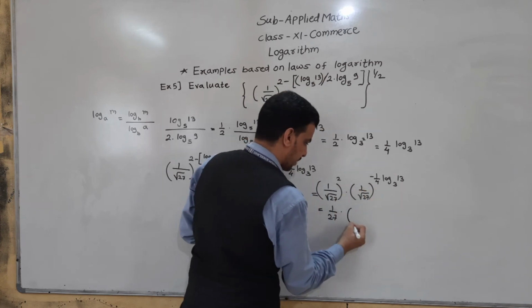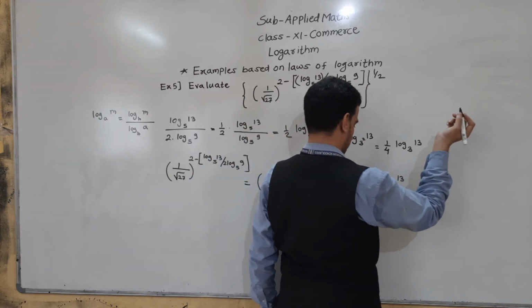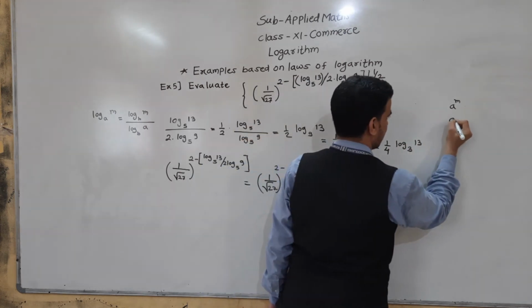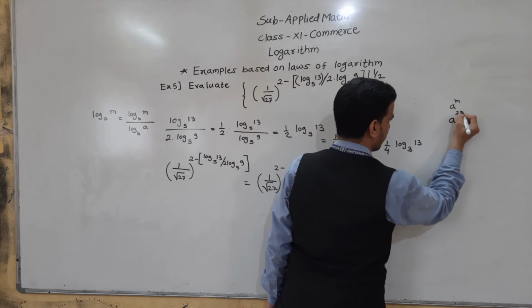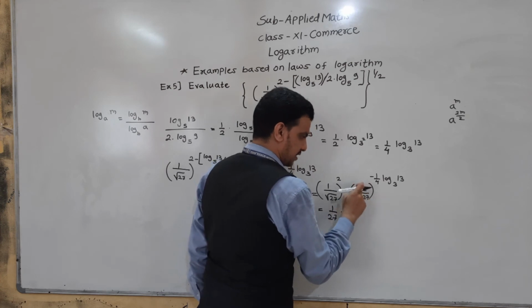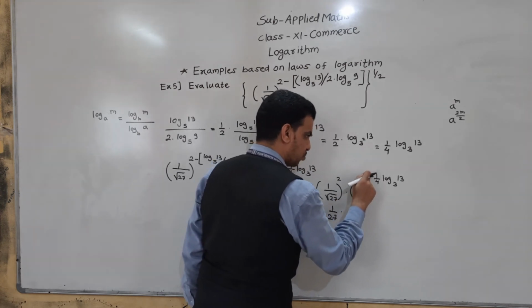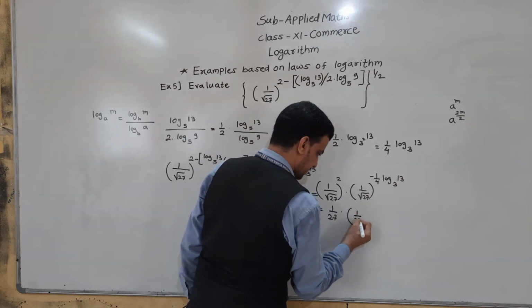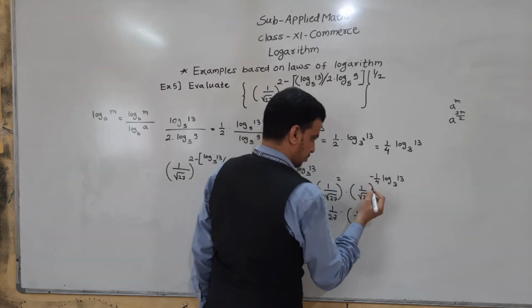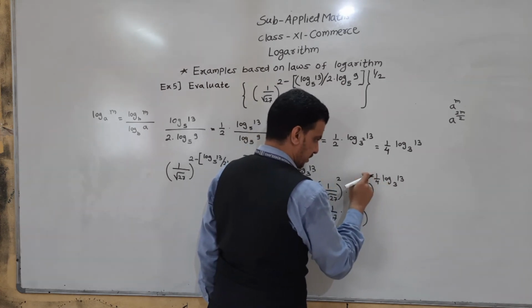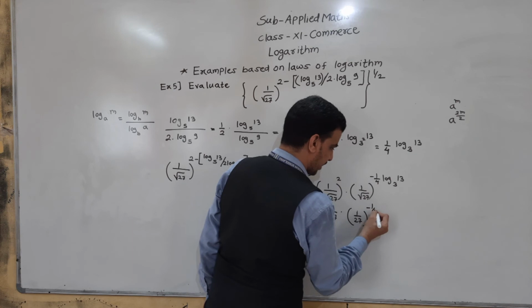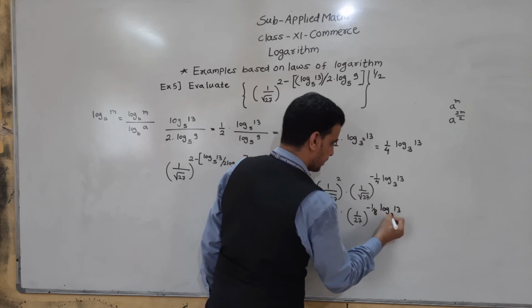We can write like this way: if suppose a raised to m is there and we have to take a square, we can write a raised to 2m by 2. Similarly, I have to make this number 1 by 27, so I multiply by 2 and divide by 2, so it becomes 1 by 27. The 2 from the numerator remains in the denominator, that is minus 1 by log 13 to the base 3.